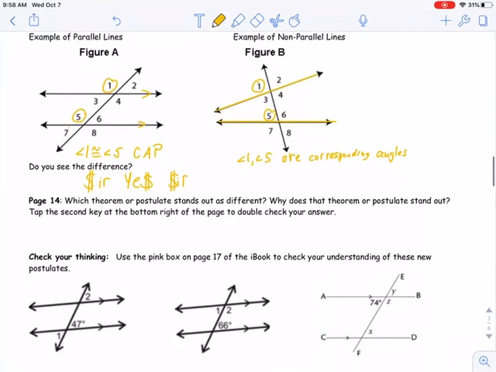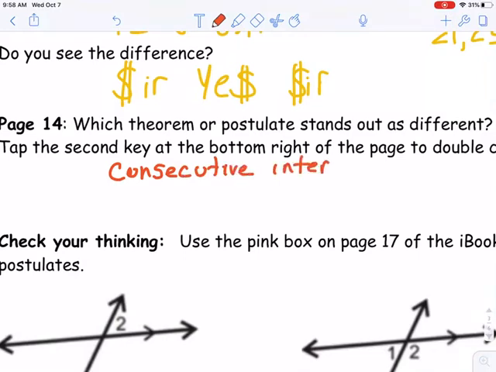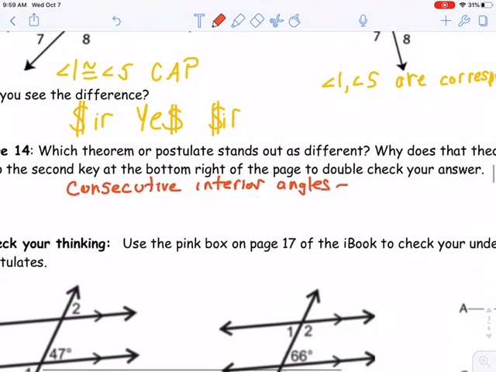All right. Which theorem or postulate stands out as different? Why does this theorem or postulate stand out? So again, this is iBook stuff, but I feel like talking about it today. It's just important. All right. So consecutive interior angles is the one that's different. Consecutive interior angles, this one is supplementary.